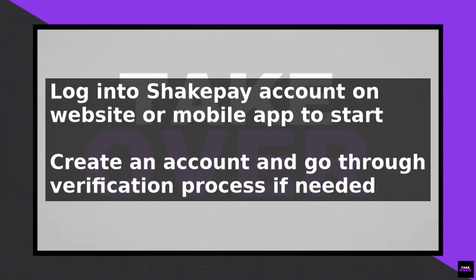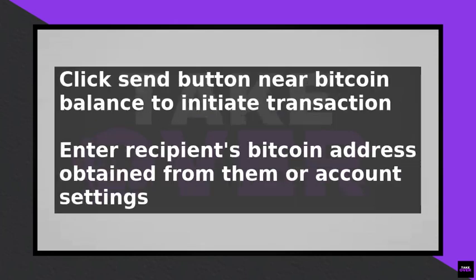Next, click on the Send button, which is usually located near your Bitcoin balance. This will prompt you to enter the recipient's Bitcoin address. You can obtain this address from the person you are sending Bitcoin to, or if you are sending to an exchange or another wallet, you can find the address in the recipient's account settings.